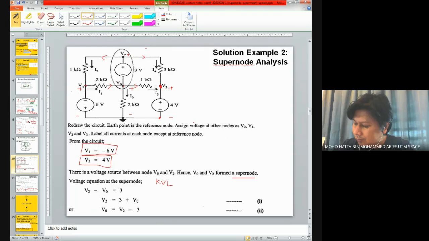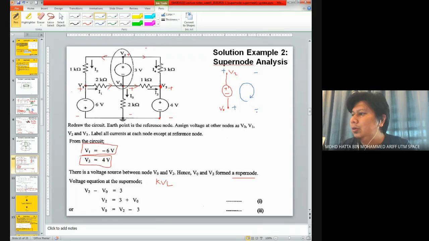So now, looking at the supernode area, we have a voltage source, VPO, and this is P2. And earlier, we know that this is the positive end of VO, and maybe somewhere around here is the negative end. This is the positive end and negative end of V2. And we try to find a Kirchhoff voltage law around this loop.